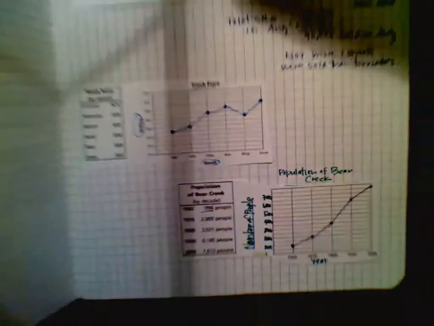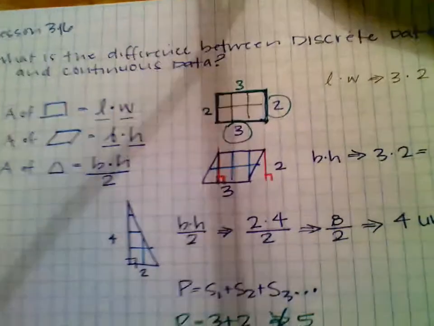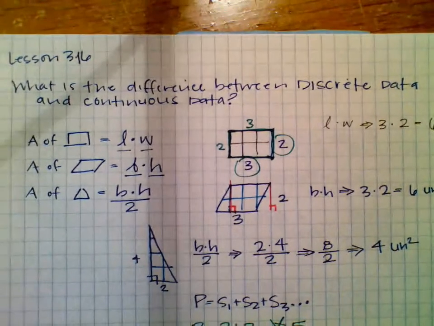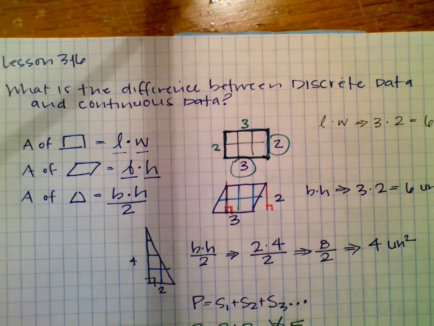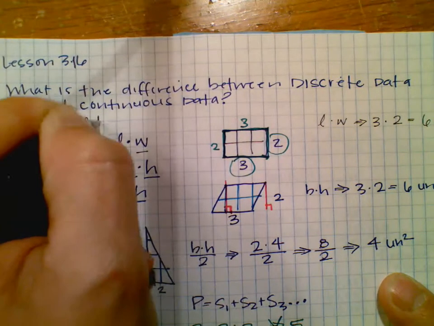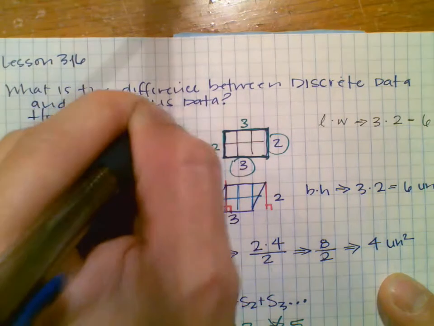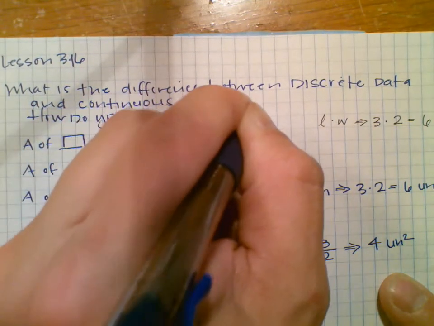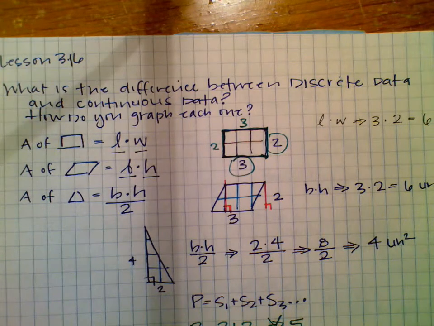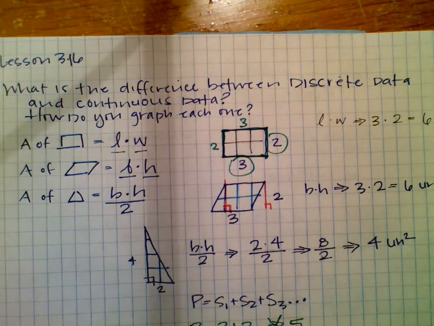All right, so ladies and gentlemen, let's hop back to our first page of today. Oops, I should probably stand that up. And let's look at our question. What is the difference between discrete data and continuous data? And right now, I'm going to ask you, how do you graph each one? So two different questions here. We're talking about discrete data and continuous data. What's the difference? And then how do we graph them? We talked about two types of graphs today, and one graph goes with discrete and one graph goes with continuous. Question is, can you figure that out without looking back in your notes? Hopefully you can.